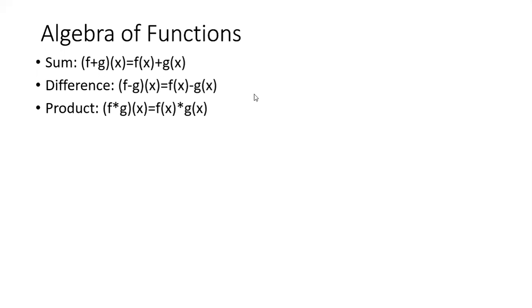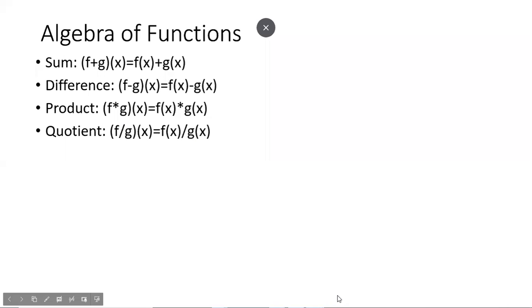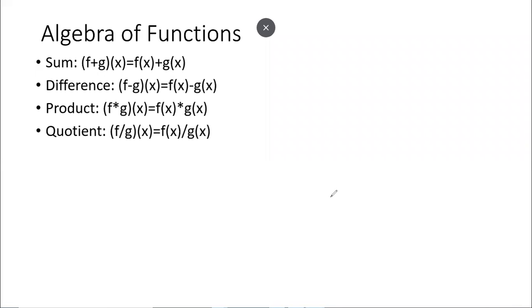We can do the product. So f times g of x is just f of x times g of x. And we can do the quotient, which is f divided by g of x, again, is f of x divided by g of x. When we look at the domain of this quotient one, we can't have our denominator equal to 0. So this one, g of x, cannot equal 0. So we need to find where g of x is equal to 0, and we need to exclude that.